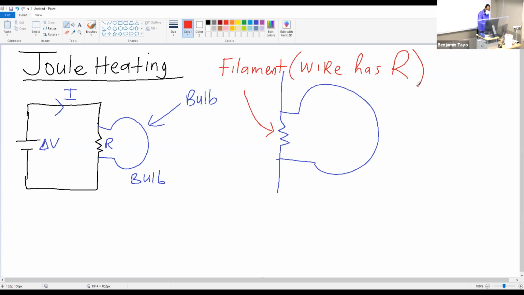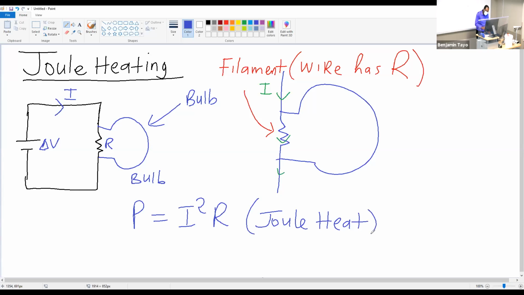Now, what is going on is that as current I is coming in, do you see that this current is going to go through this wire here and then goes like that? So when the current goes through this wire, it generates an amount of heat that is called I squared times R. And this is called the Joule. So let me explain what happens here.